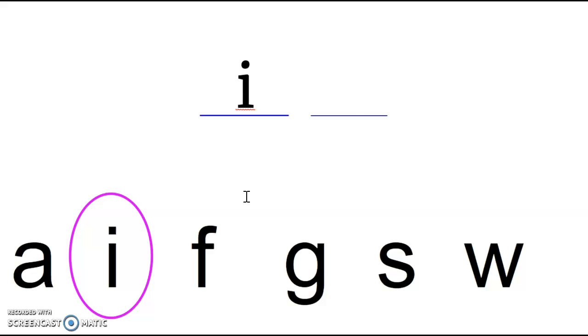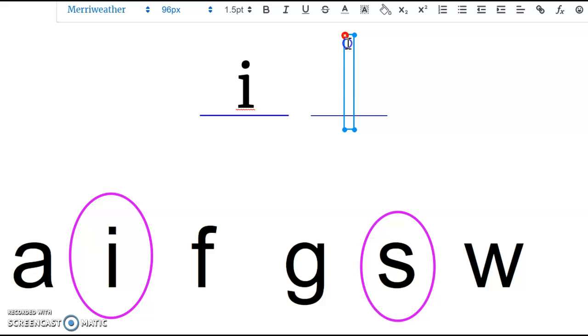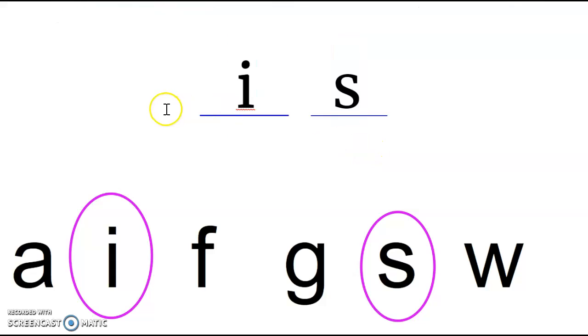Our next letter makes the S sound. S. Which letter makes the S sound? If you chose letter S, you are correct. S makes the S sound, and S is the second letter of our word. I-S spells is. Is.